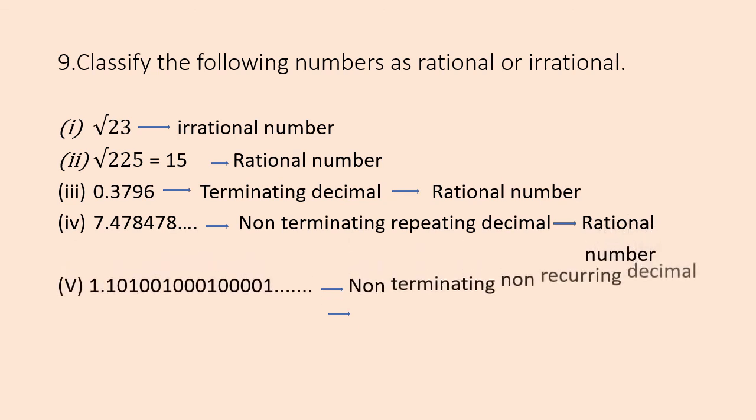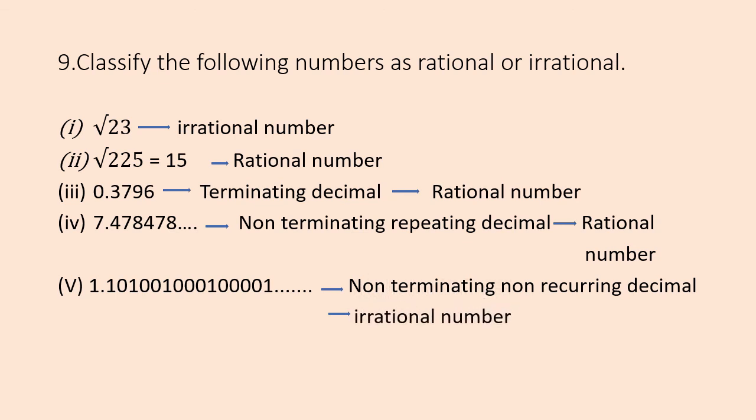Number 5, 1.101001000 etc. It is a non-terminating, non-recurring decimal. That means no pattern is repeating. So it is a non-terminating, non-recurring decimal. Therefore, it is an irrational number.